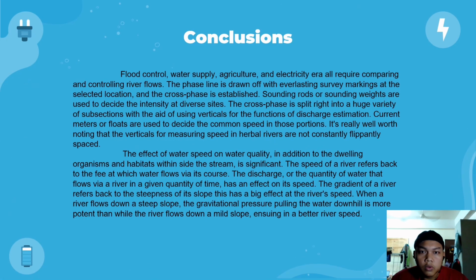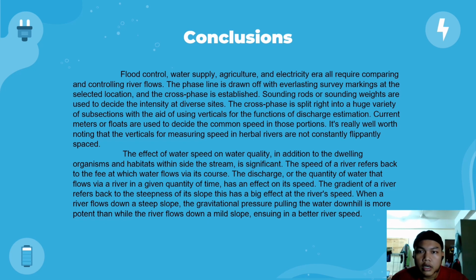Conclusion. Flood control, water supply, agriculture, and electricity generation all require comparing and controlling river flow. The phase line is drawn off with permanent survey markings at the selected location and the cross section is established. Sounding rod or sounding weight are used to decide the depth at diverse sites.